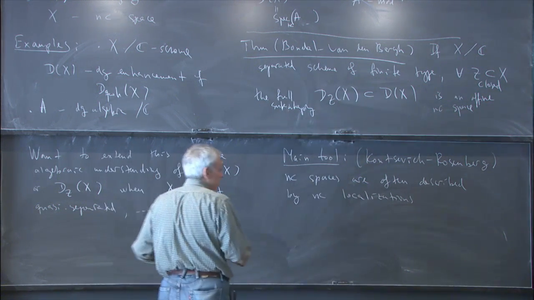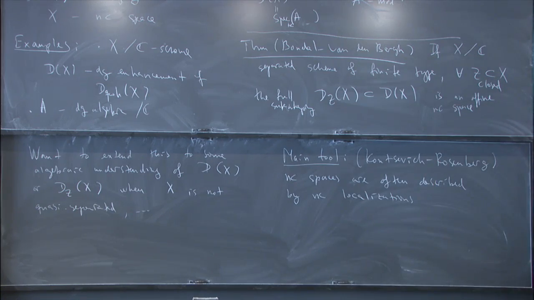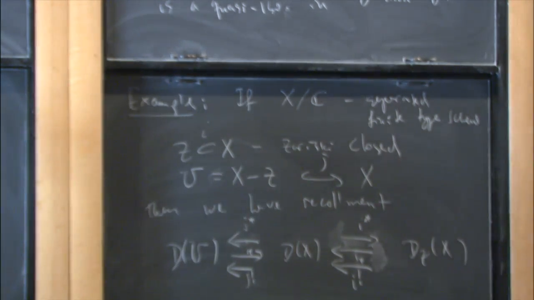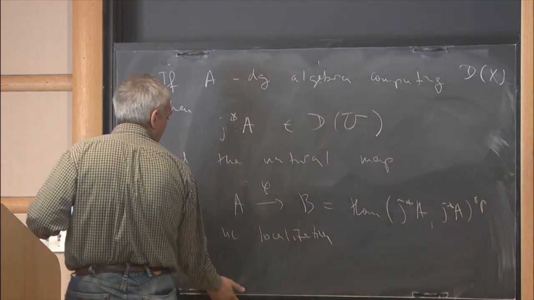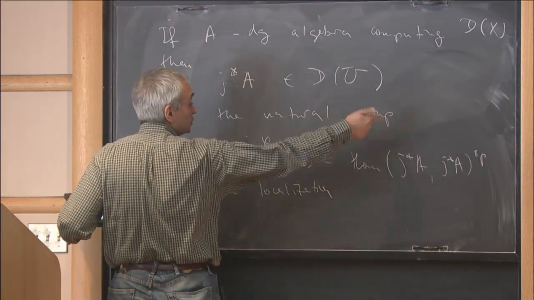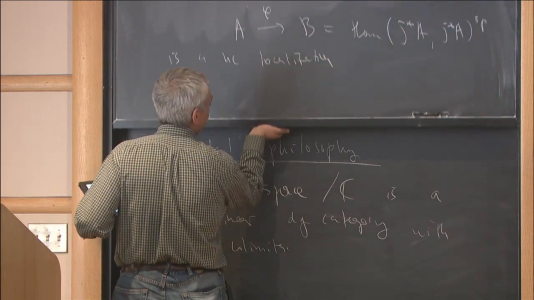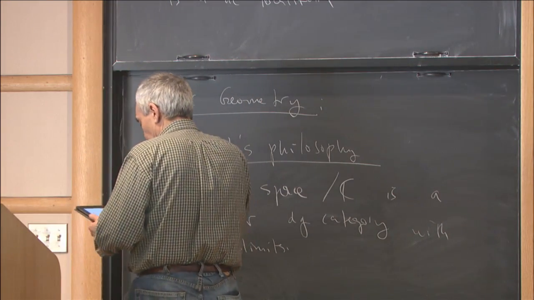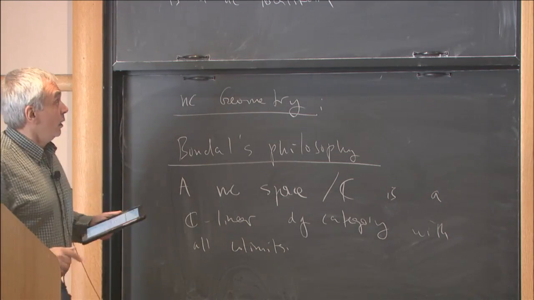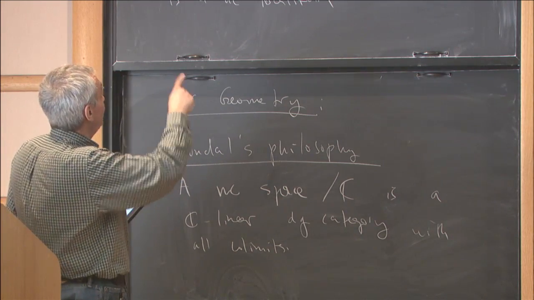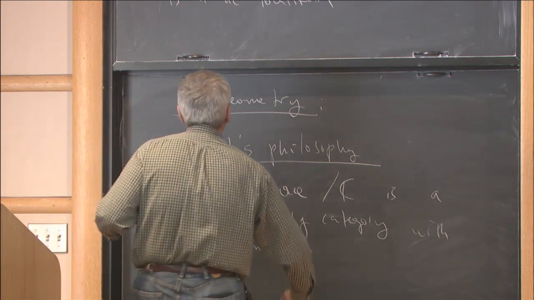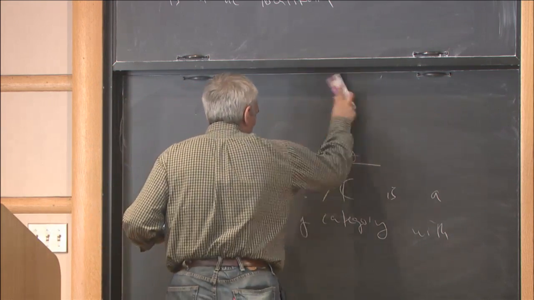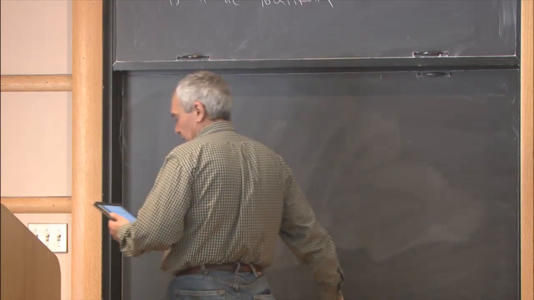So it corresponds to a morphism of non-commutative spaces, which is the pullback from X to U. Will this always be a generator? If A is a generator for X, yeah, it's a generator on U.